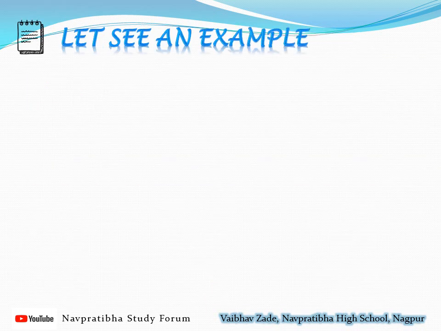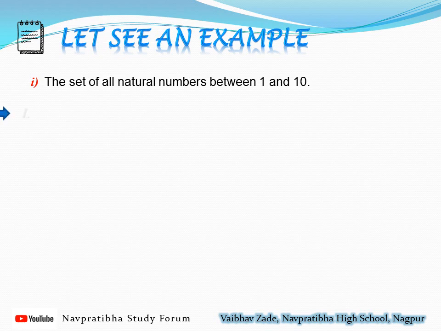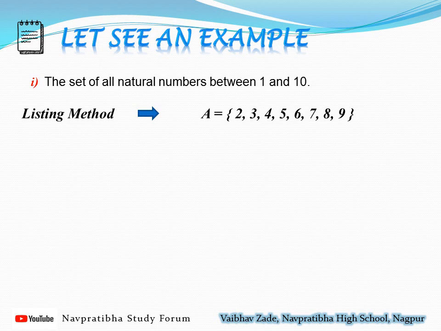Let's see an example. The set of all natural numbers between 1 and 10. In the listing method, we write it as A equals 2, 3, 4, 5, 6, 7, 8, 9. So in set builder form, how do we write it? A equals {x | x belongs to N and 1 is less than x and x is less than 10}.